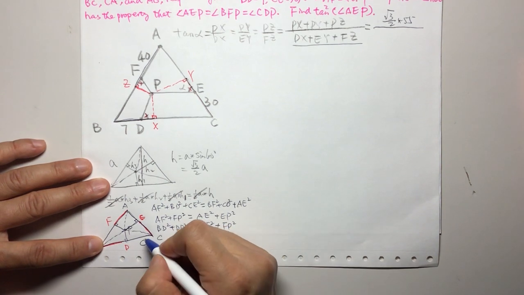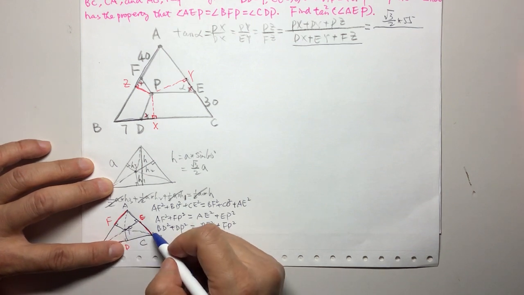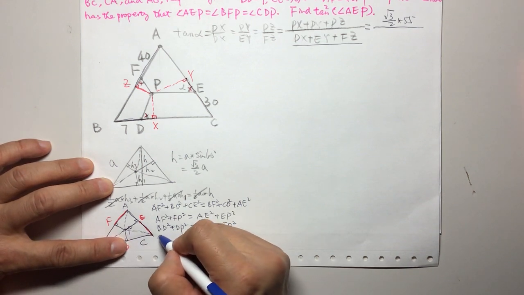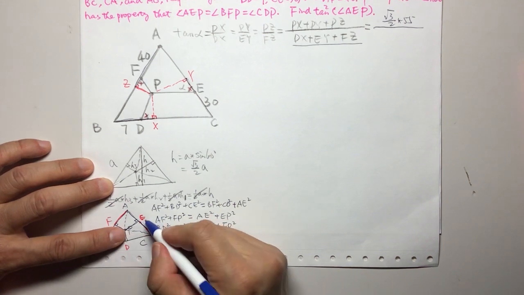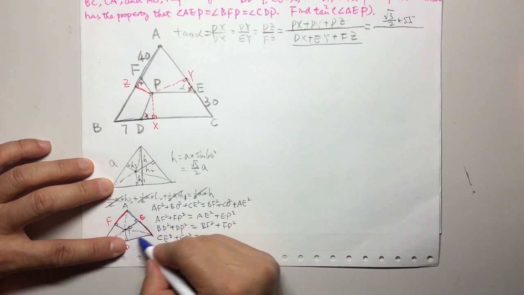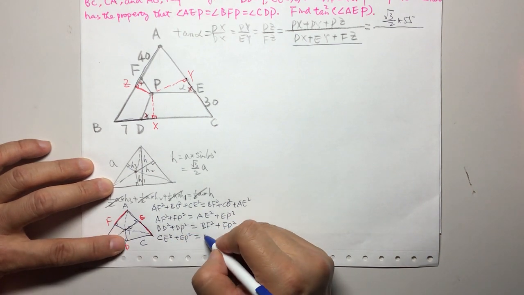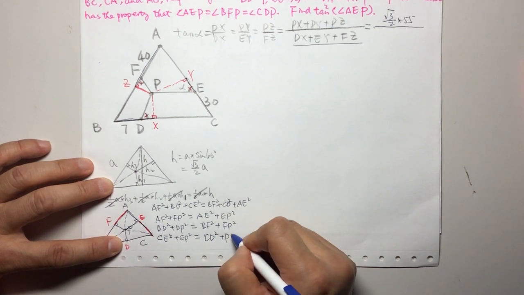And next we will see CP, right? And I want to see CE squared. CE squared plus EP squared equals which one? This, DC squared plus PD squared.